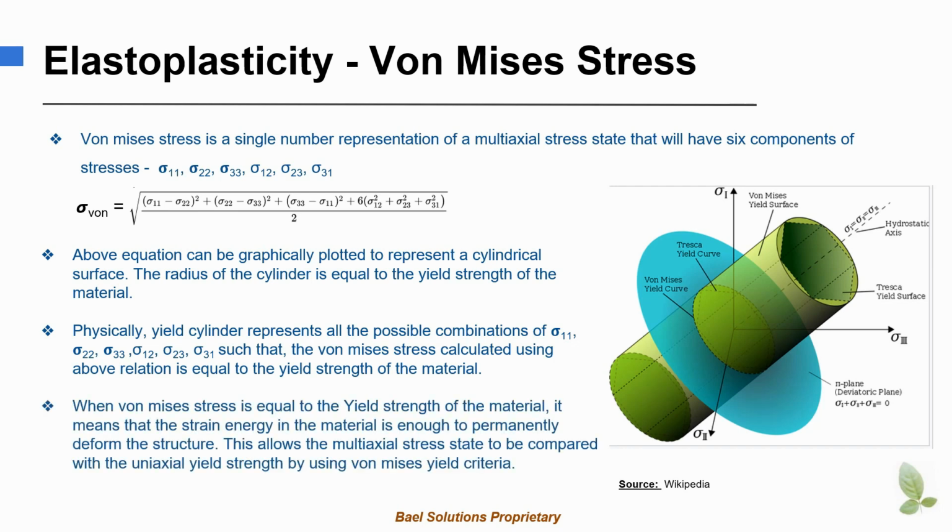When von Mises stress is equal to the yield strength of the material, it means that the strain energy in the material is enough to permanently deform the structure. This allows the multi-axial stress state to be compared with the uni-axial yield strength by using von Mises yield criteria. Note that von Mises is one of the many yield criteria.